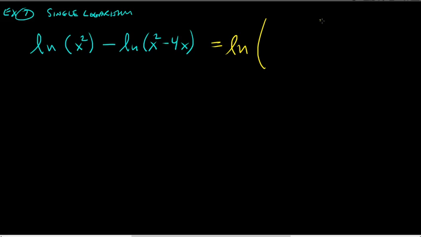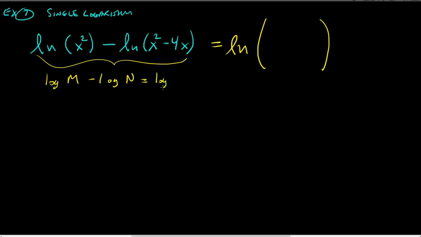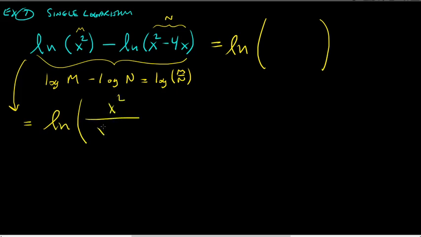So this is the log of what? Well, this is a difference, so I'm going to use the quotient rule. So this is the log of m divided by n. My m in this case is the x squared, and my n is the x squared minus 4x. So this should be written as the natural log of x squared divided by x squared minus 4x. Okay? And that can go in here.